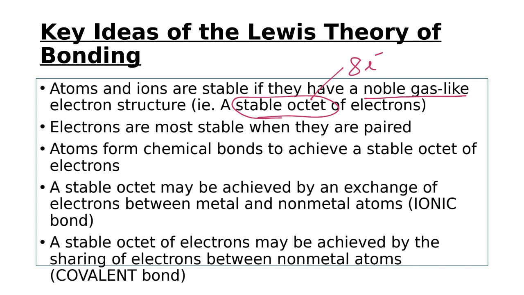We know that electrons are most stable when they are paired. We understand that they spin around in opposite ways and develop a magnetic field around themselves. Once they are paired up with opposite spins, that magnetic field is locked in, really hard to break apart. Atoms form chemical bonds to achieve this stable octet of electrons. The octet could be achieved by an exchange of electrons between metal and non-metal atoms, which we know is an ionic bond. Or the octet can be achieved by sharing electrons between non-metal atoms, which we know as a covalent bond.